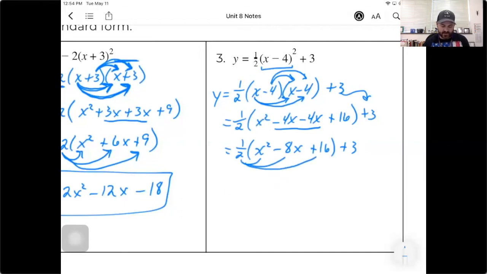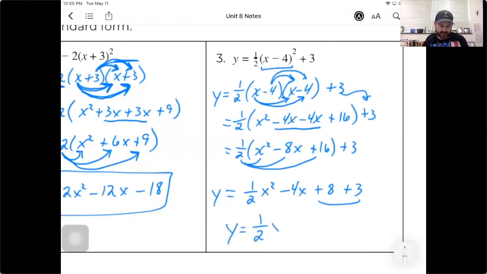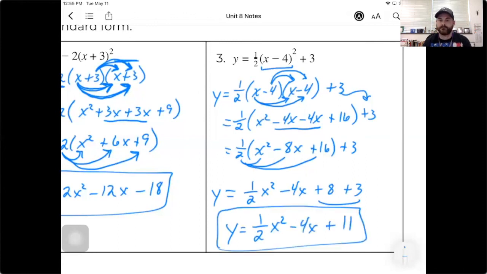Half of x squared gets left as 1/2 x squared. Half of -8x is -4x. And half of +16 is +8. Now I have my +3 at the end, and I can combine that there. So my final answer is y equals 1/2 x squared minus 4x plus 11. And that wraps up our lesson on parabolas.